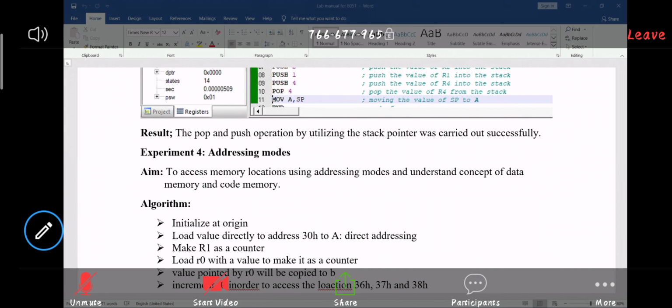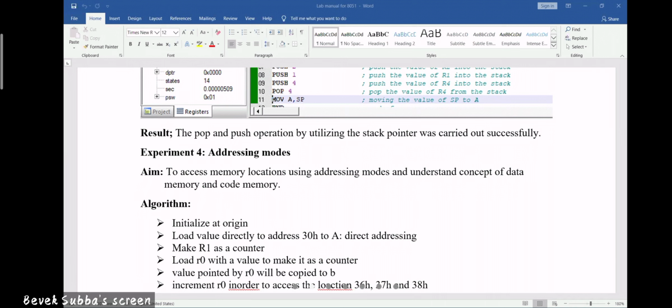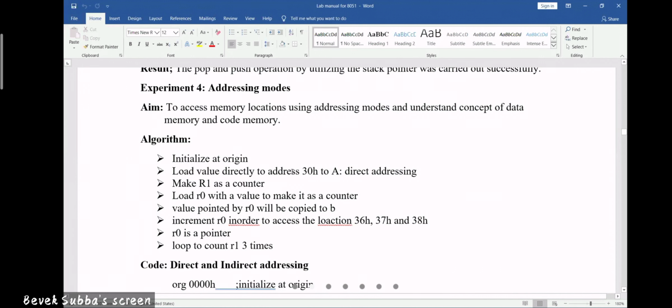Okay. So we'll see some of the addressing modes, which I did actually last time. It's not practical, but you can make this as practical also.